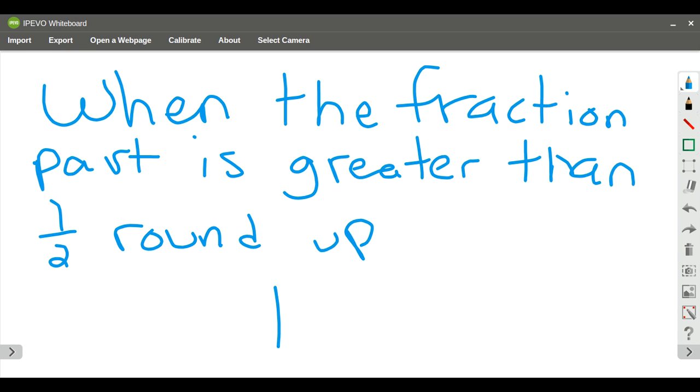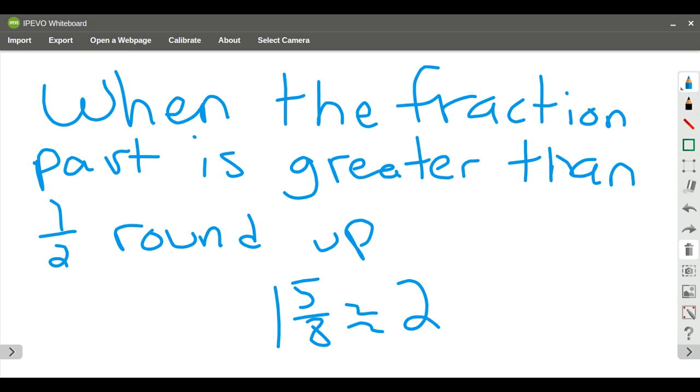So on that last problem where I had 1 and 5/8, if I'm going to do this rule, I'm just going to go ahead and round it up to 2. Again, when we estimate, we want to make these problems as simple as we can. So the more I can get to whole numbers, the easier it's going to be to estimate, and the faster I'm going to be able to get through it.